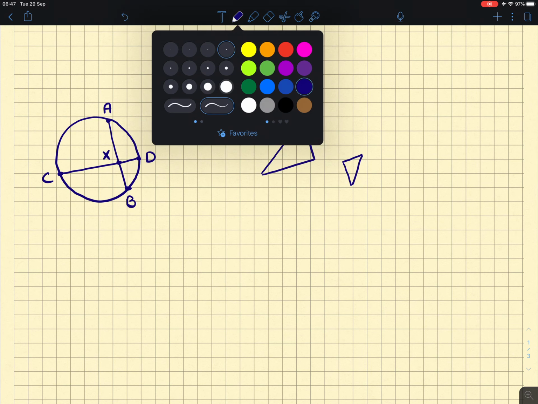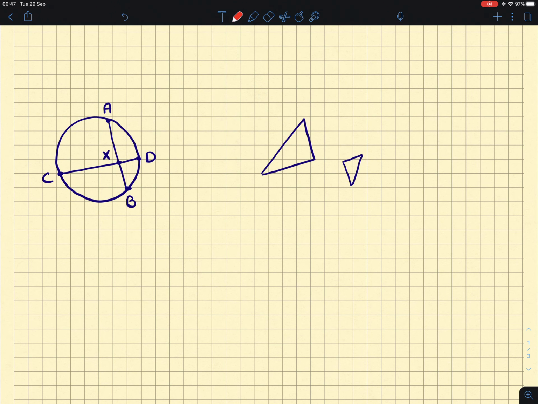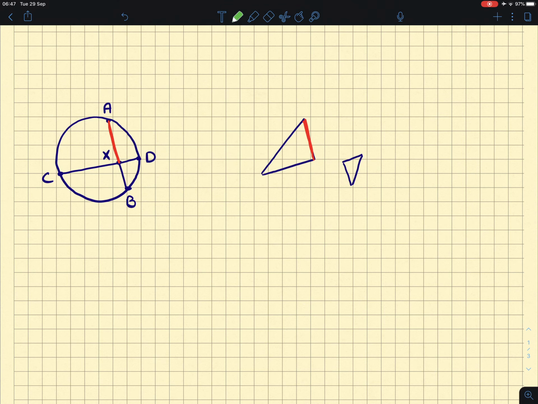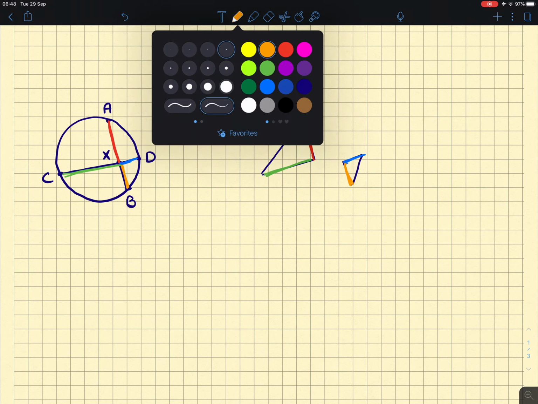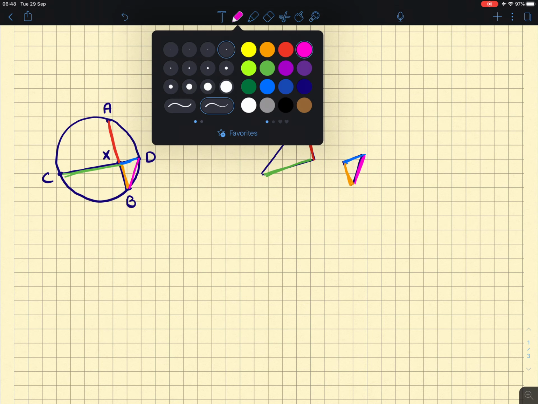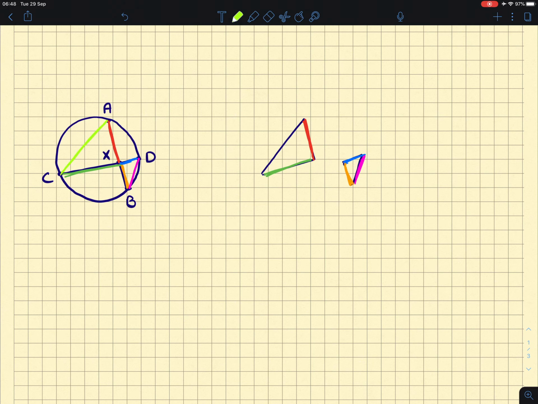If we take our two chords and split it up like you see here, I can create two triangles. Okay, so AX there I've just highlighted in red. CX I'm highlighting here in green. Go with DX here in blue, and then orange for BX. Now what I've then done for this extra side here is I've joined these ends of the chords up. So I'll put lime green, AC like so.